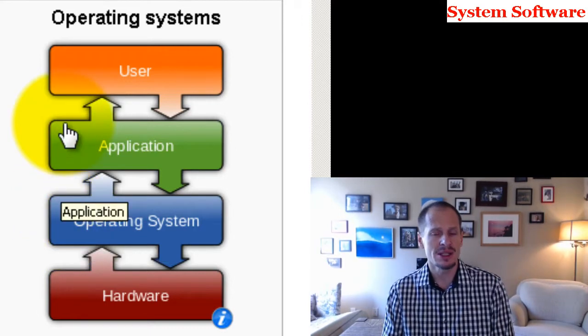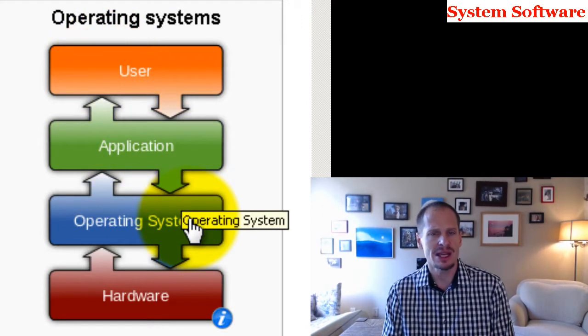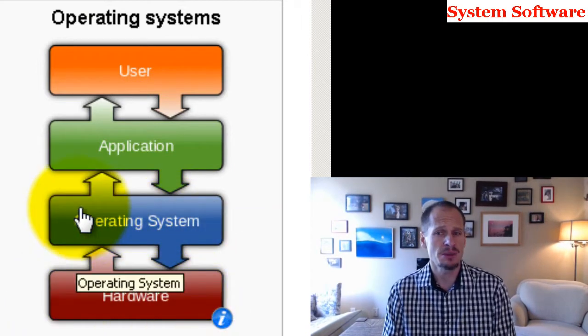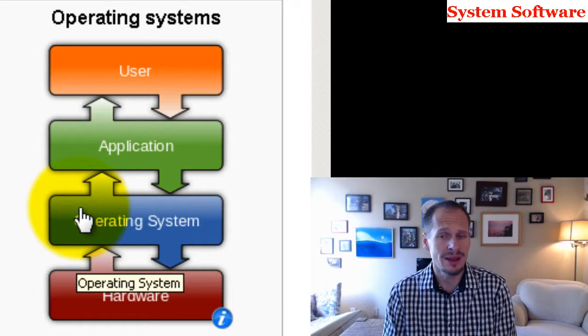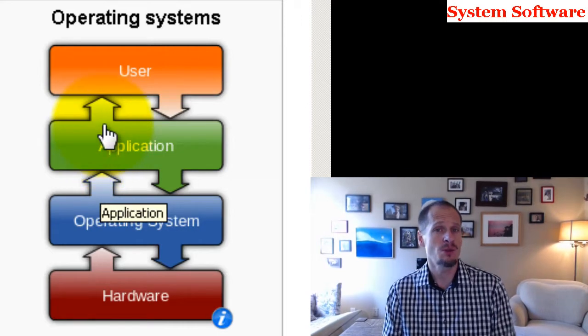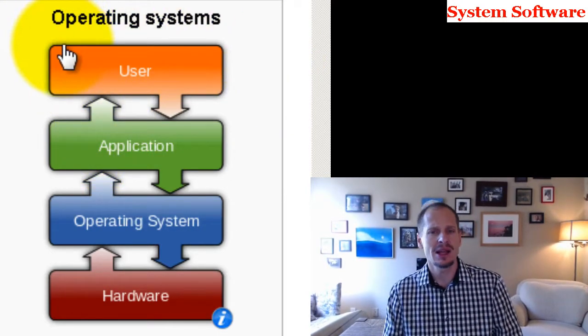So when Microsoft Word is ready to print something, the user says, print this. Microsoft Word says okay, and gives that to the operating system. The operating system then knows how to make the hardware print. It makes the hardware print. The hardware then tells the operating system it's been printed. And the operating system then tells the application software, Microsoft Word, that we printed this document. Microsoft Word tells you, the user, this document's been printed. So that's kind of how it all works.